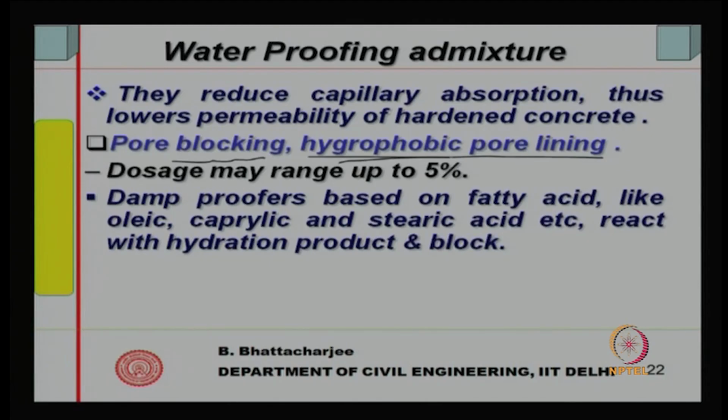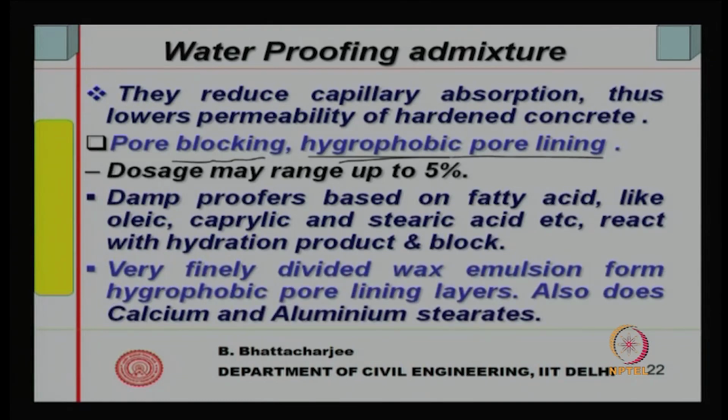So, if these materials are added to the concrete, they should be able to migrate to the capillary pores at the surface and react with the substrate later on to form such products which will block the pore. So, fatty acids like oleic, caprylic and stearic acid react with the hydration product and block. Wax emulsion forms hydrophobic pore lining layers, and then of course, calcium and aluminum stearates. So, now what should this do?